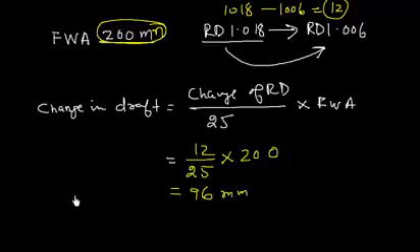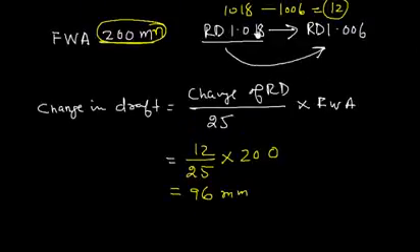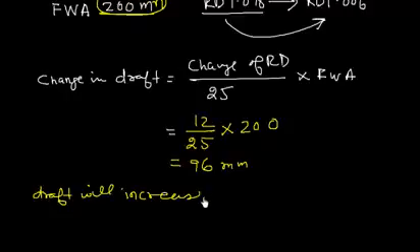So what happened? Since the RD of water has decreased, the vessel has gone from high density, let me just scroll it up to make it more clear, from high density to low density. The low density will not be able to support the vessel, so the vessel will sink, and if the vessel will sink, the draft will increase, and that explains the application of this formula.